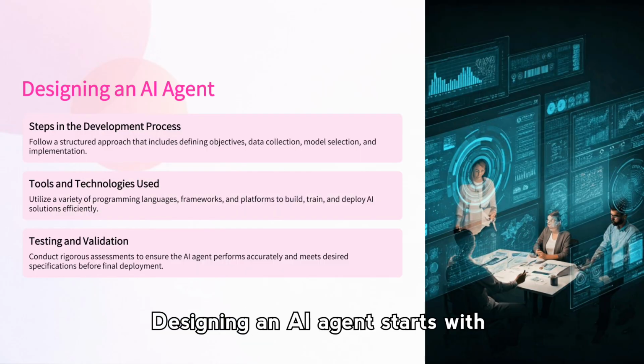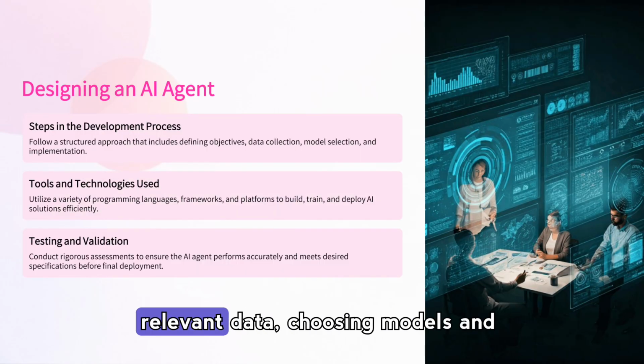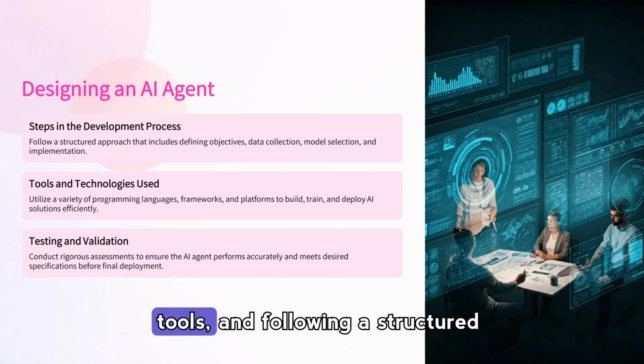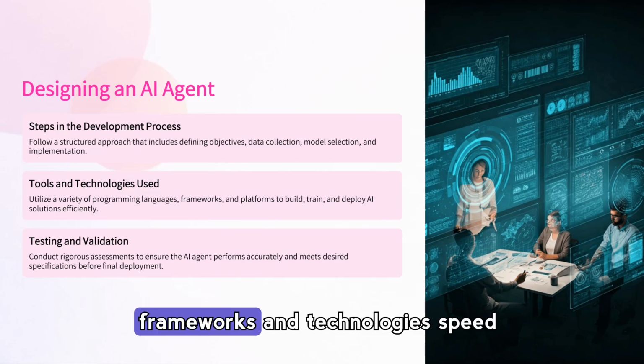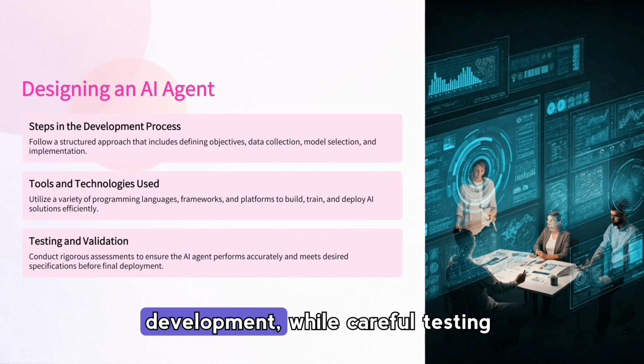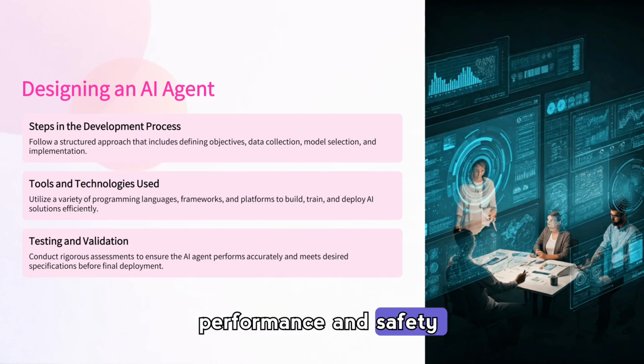Designing an AI agent starts with defining clear objectives, collecting relevant data, choosing models and tools, and following a structured implementation plan. The right frameworks and technologies speed development, while careful testing and validation reduce risk and ensure the system meets performance and safety expectations before launch.